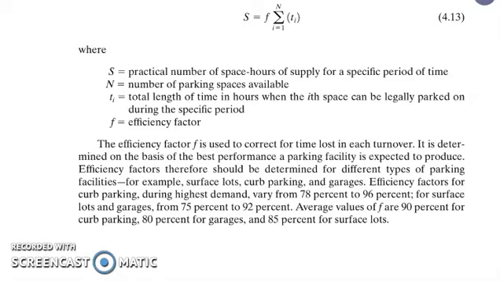So our efficiency factors for curb parking during highest demand may vary actually from 78% to 96%. For surface lots and garages, it may vary from 75% to 92%. And the average values of f are 90% for curb parking, 80% for garages, and 85% for surface lots.